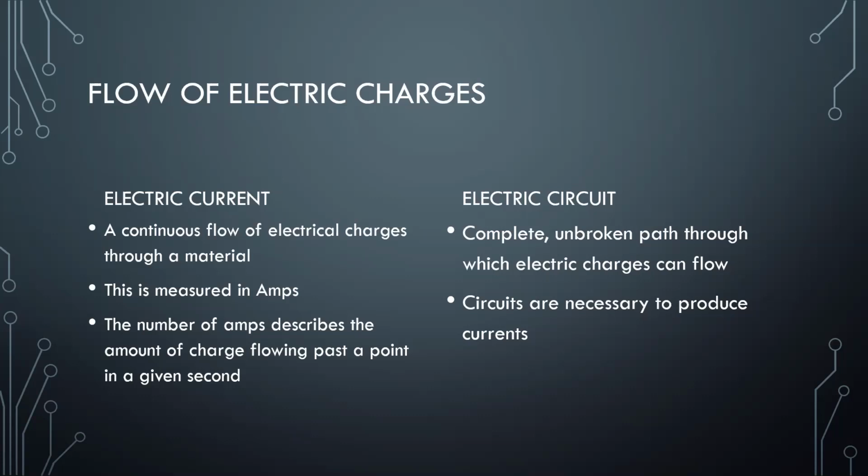Our homes are full of electric circuits, and generally we're not thinking about them when we flip on a light switch or whatever. These are complete unbroken paths that electrical charges can flow through. Think of it kind of like a racetrack. It's just a giant circle, if you will. These are necessary to produce currents. So you have to have circuits to make currents.